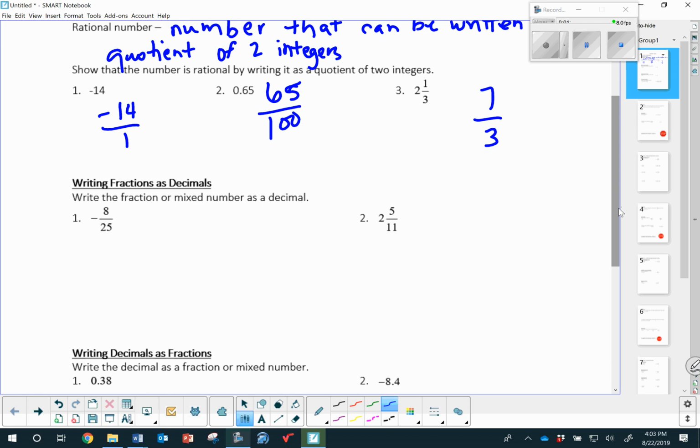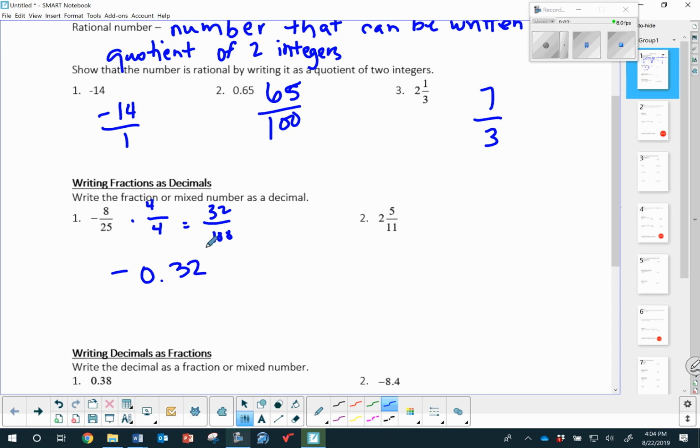The next section, we're going to write the fraction or mixed number as a decimal. So there are a couple ways to do this. If your denominator can easily change into a 10 or 100, that would be my first go-to. If it doesn't, then we're going to need to divide the numerator by the denominator. So if we multiply 25 by 4, we get 100. But whatever we do to the bottom, we need to do to the top. 8 times 4 is 32. So this answer would be -0.32.